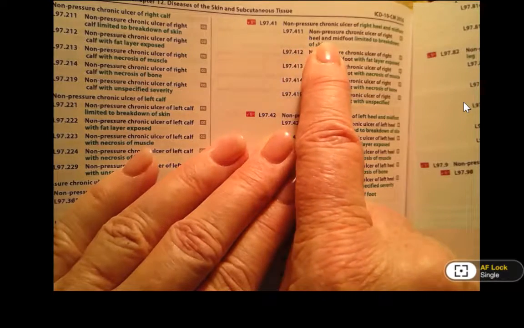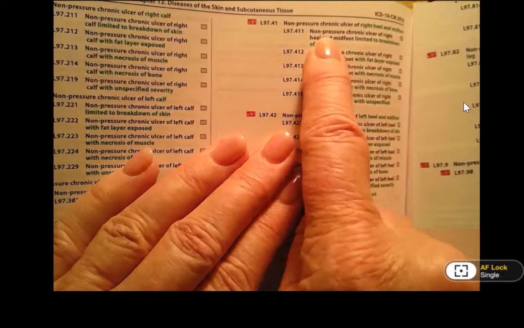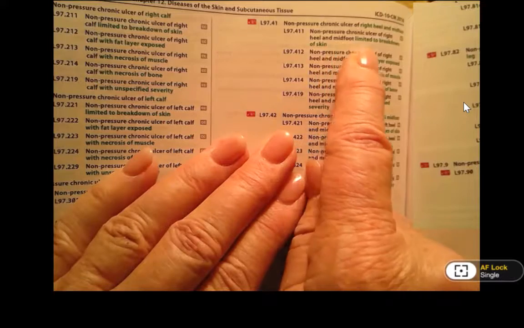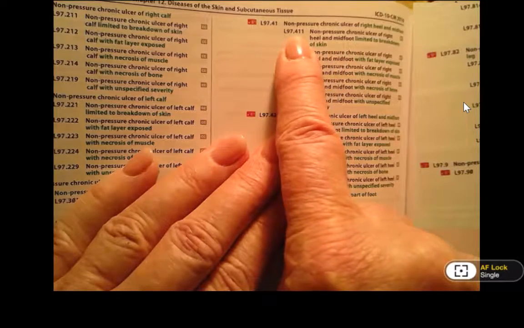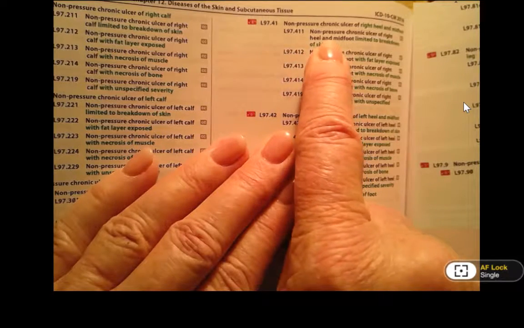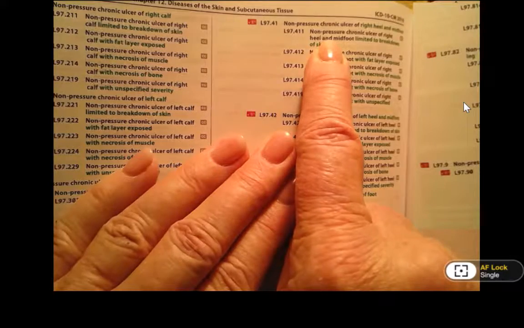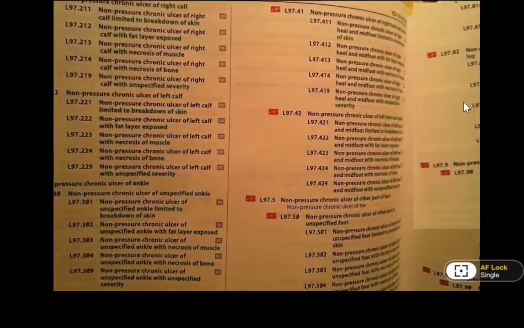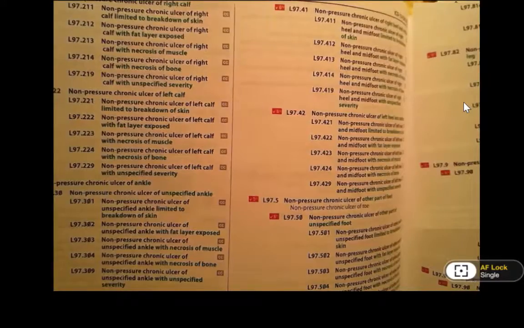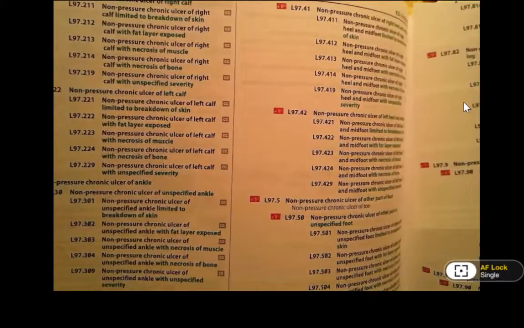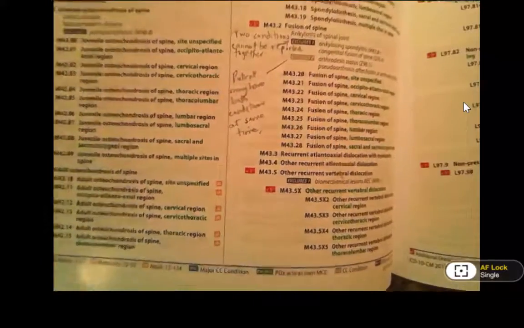So if your medical record says a non-pressure chronic ulcer of the right heel, this would be the correct code because you would read this as or. In other words, you don't have to have a chronic ulcer of the right heel and the right midfoot limited to breakdown of skin to be this code. You can read that and as or. That's one thing I want to show you in this chapter.